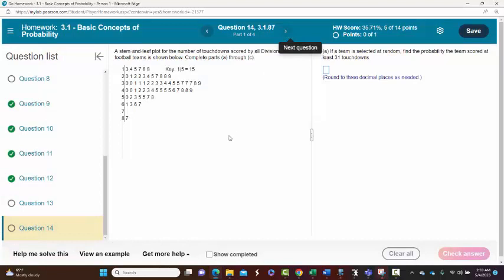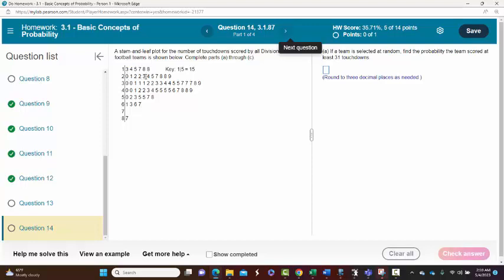Oh, stem and leaf. Let's try this one. All right, a team is selected at random. Find the probability that the team scored at least 31 touchdowns. Now, we talked about this back in the stem and leaf. It's kind of a similar question that we asked back then. We just hadn't defined it as probability. We used the word proportion, I believe. So now, how many values do we have here? You can count the leaves. Remember, the number of leaves tells you how many total numbers there are.